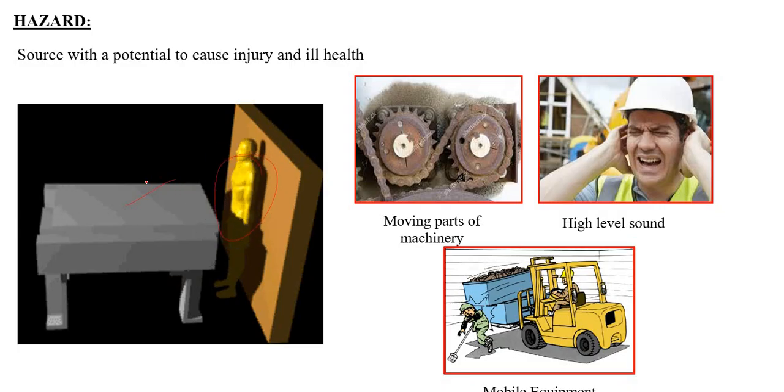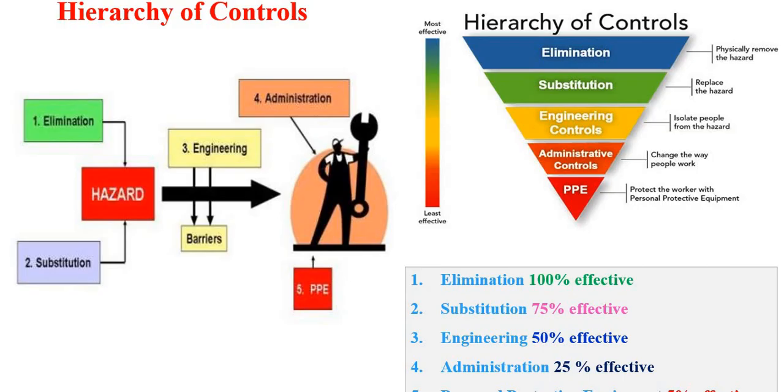And apart from that, in our workplaces we have a few examples: moving parts of machineries, like sprockets and chain drives, high level noise. These we call hazards, and mobile equipment, that is forklifts or lift trucks. These are all hazards. Yes. So again, I want to emphasize a few things here: the hierarchy of controls. You people are familiar with the hierarchy of controls.